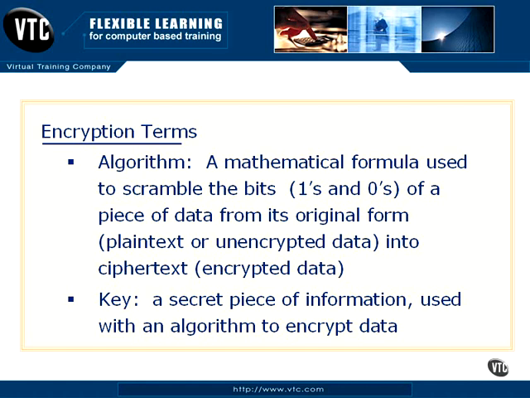The other thing you need to know about encryption is a key. An algorithm, when used with a key, makes encryption happen. A key is a secret piece of information. It could be a password, a personal identification number, or even a digital certificate. We use that in conjunction with an algorithm to encrypt data. In order to encrypt, we need two things: an algorithm and a key. In order to decrypt, we need two things: the same algorithm and maybe the same key, maybe a different key. We'll talk about that in a moment as well.